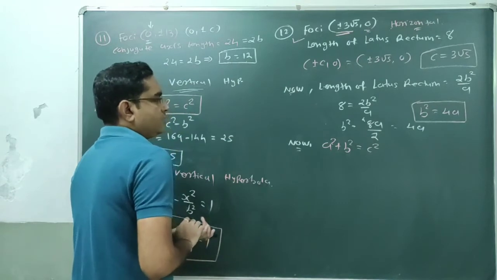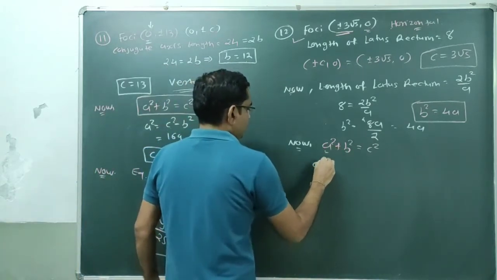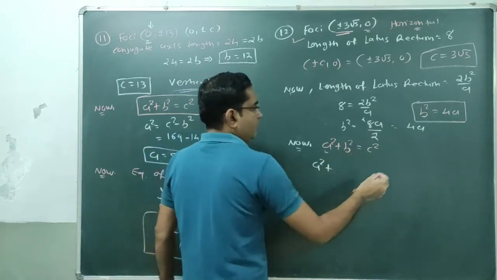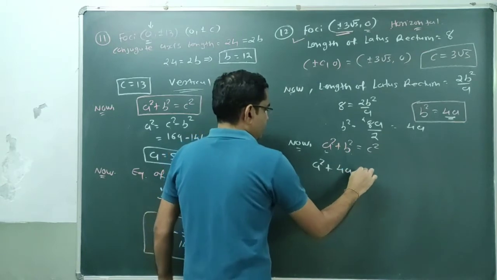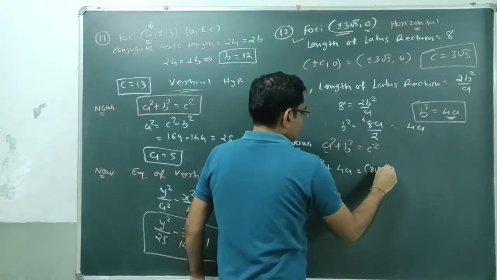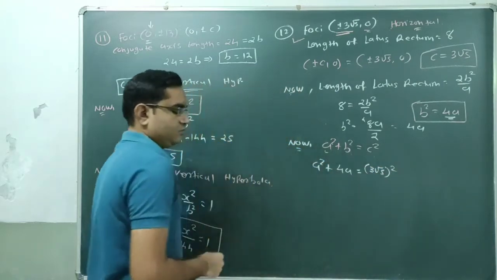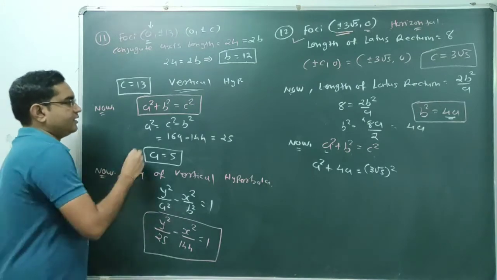अभी आपको जो भी अच्छा लगे वो वैल्यूज पुट करो, है ना. तो a square तो कुछ है नहीं हमारे पास, so a square as it is. b square को हमने derive कर लिया है, b square is 4a, तो 4a करेंगे. And c square वो आ गया हमारे पास, (3√5) whole square.